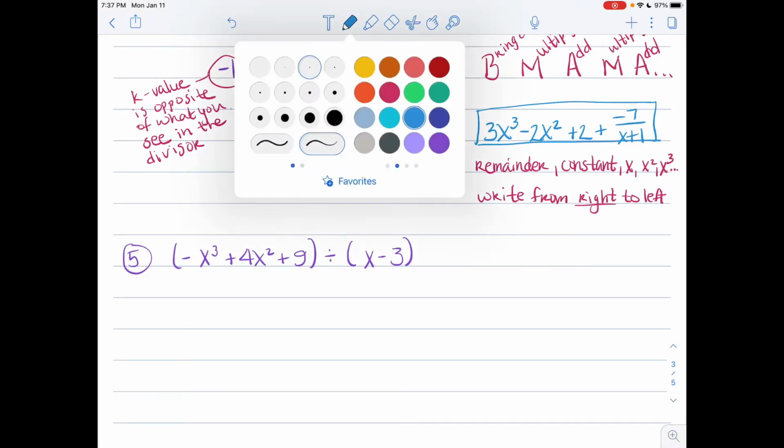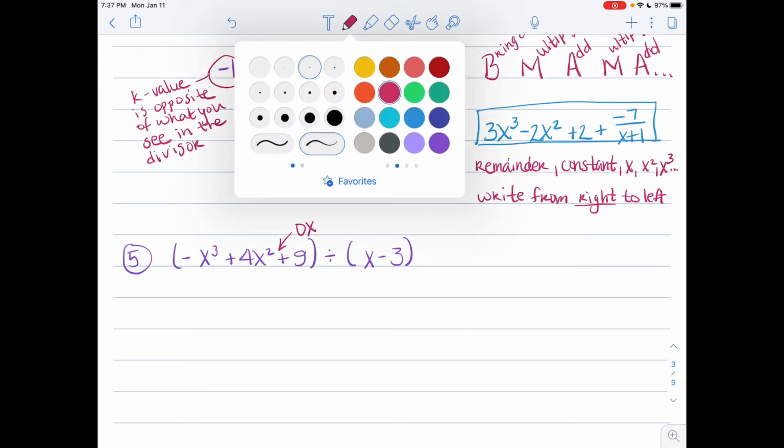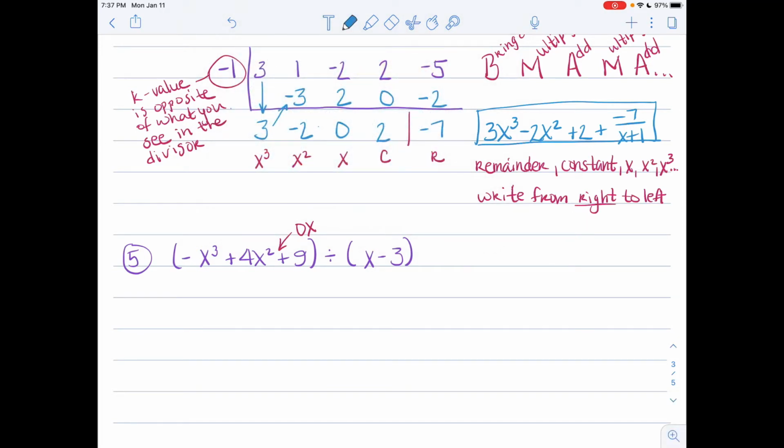You could go ahead if you wanted to and give yourself a note to remind you that you need to put in a 0x at this point. Then I have x minus 3, and that's good. It's got a first power and a constant.